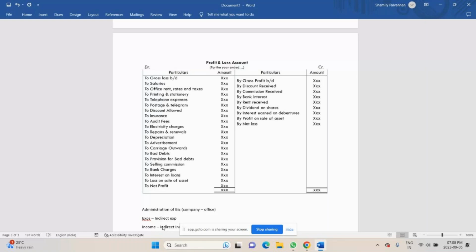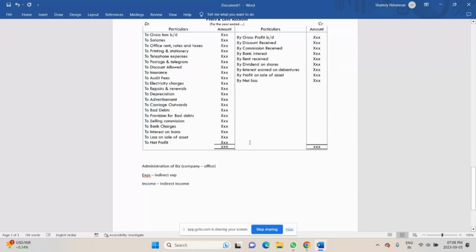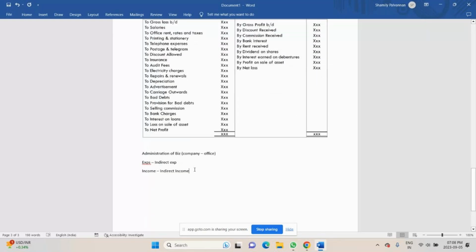So these are the sources which we will be having: office rent, printing and stationery, telephone, postage, discount, insurance, audit fees I'm paying, rent I'm receiving, bank interest I'm receiving, okay, commission I'm receiving. All these things, whether I'm receiving, whether I'm paying, will be recorded. And finally, I'll come to know whether it is my net profit or my net loss. After this, the final statement which will disclose the position of my company is my balance sheet.